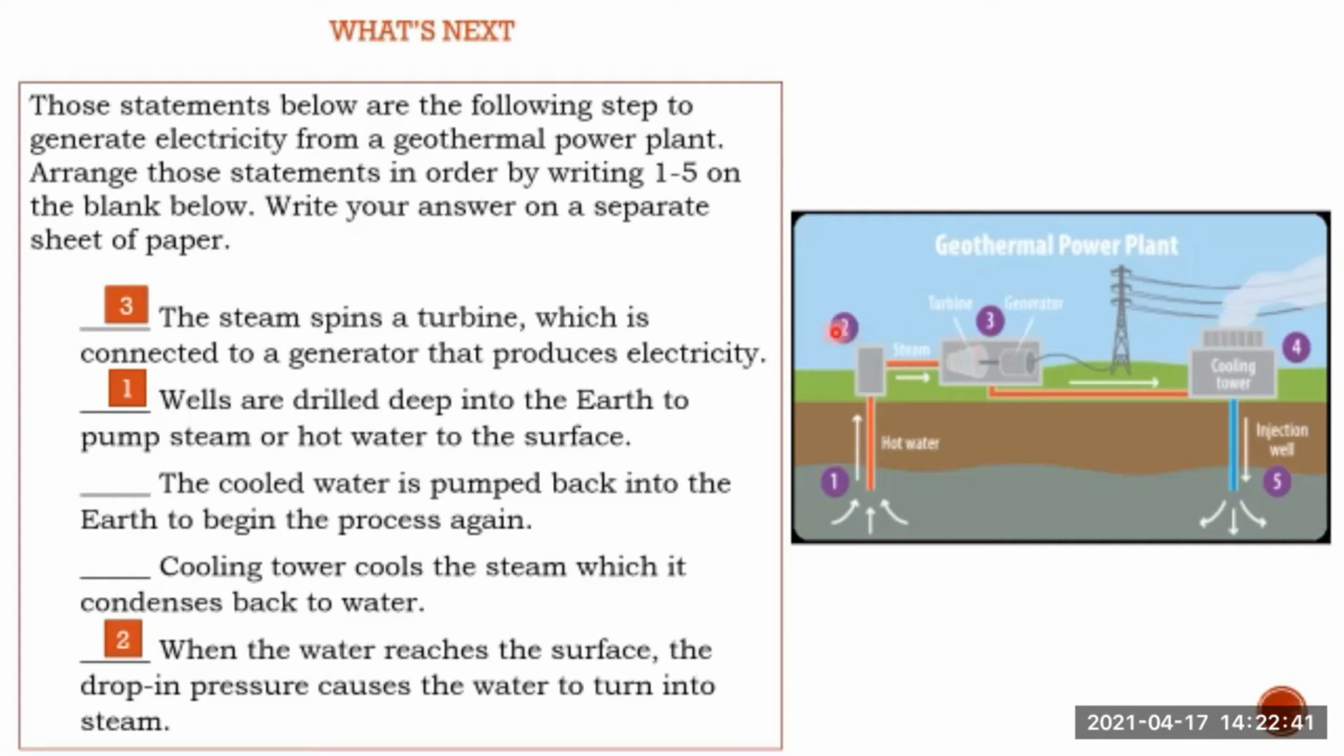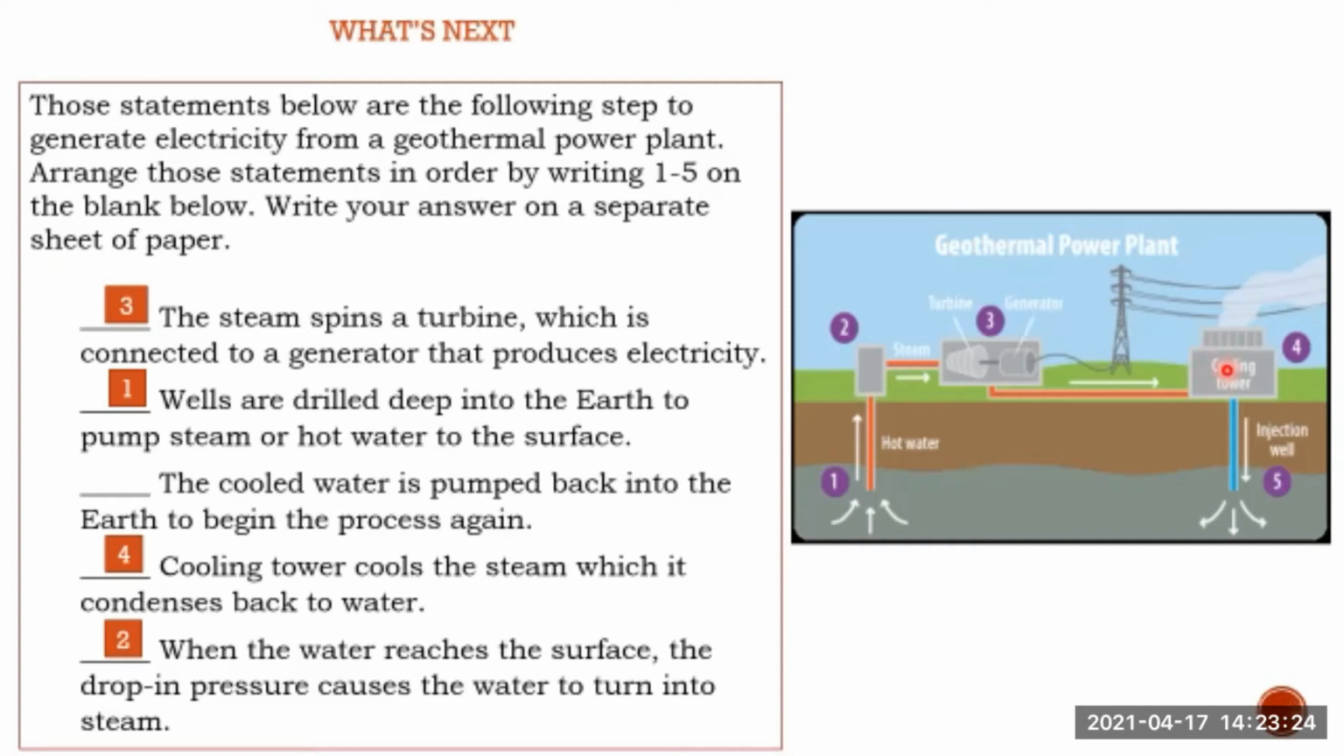The turbine that is being spun by the steam is connected to a generator. Then that generator now will produce electricity. Let's now move on to the fourth process. What do you think is the fourth process? Very good. The cooling tower cools the steam which condenses back to water. The steam being used to spin the turbine, which is connected to the generator that generates electricity, will now move to a cooling tower to become water again.